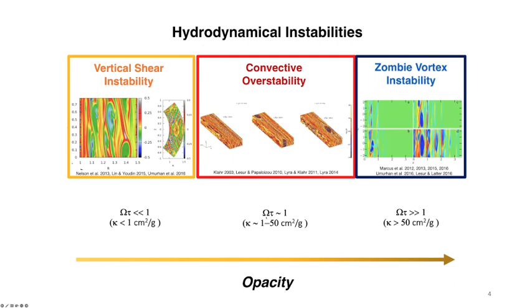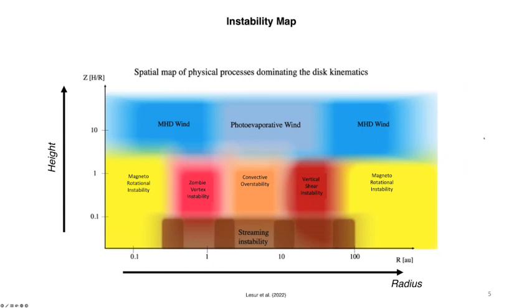You can convert these cooling times into opacities, and say, yeah, these three instabilities operate in very different regimes of opacity. And you can then map them into different regions of the disk, and this is what you get when you do this mapping. In the inner regions of the disk and in the very outer regions where you have a lot of ionization, the MRI dominates.